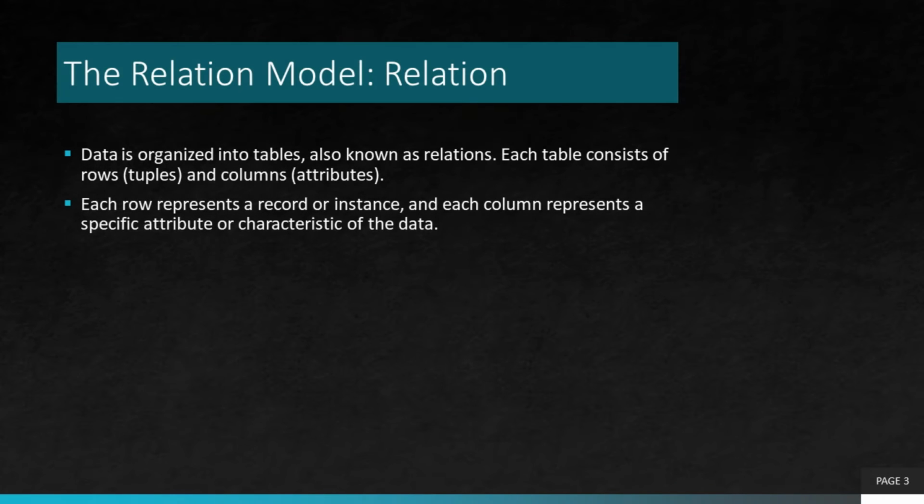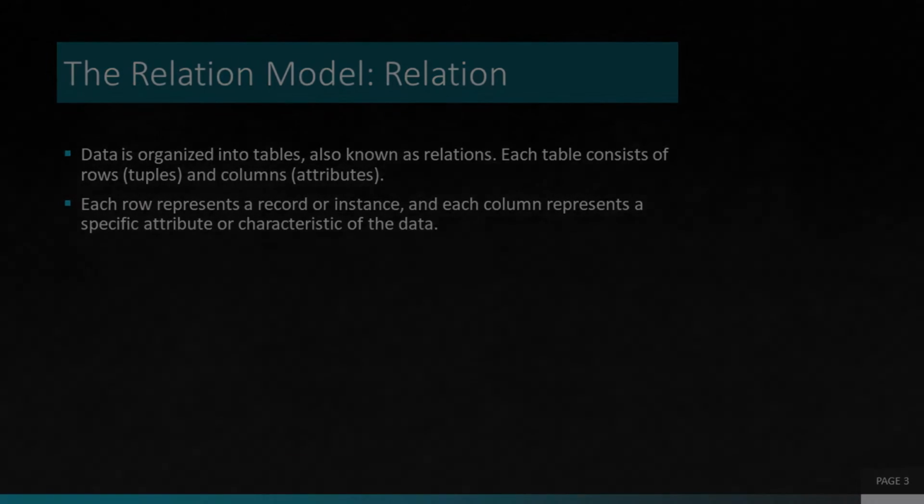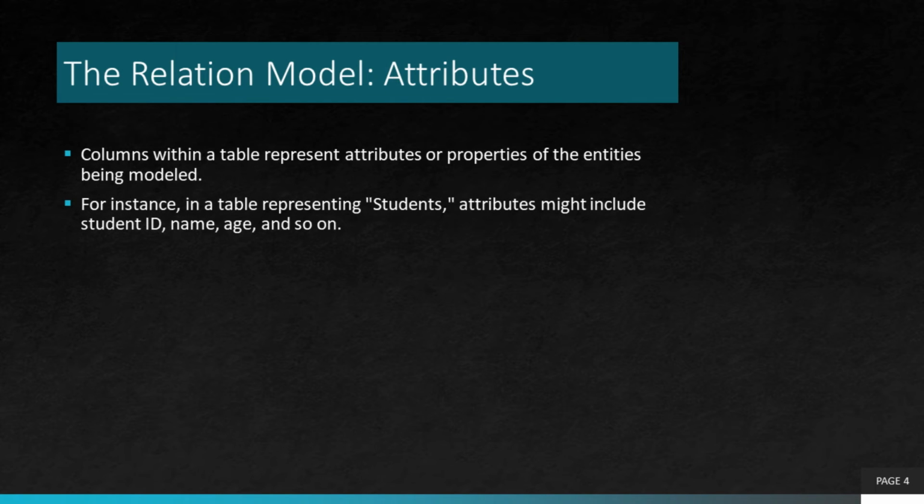Now, relations in the database are represented by rows and columns. So from our conceptual model, entities typically become relations, right? A row in the database represents a record, and the columns represent attributes. Now, an attribute can appear in any order and the relation will still be the same relation.